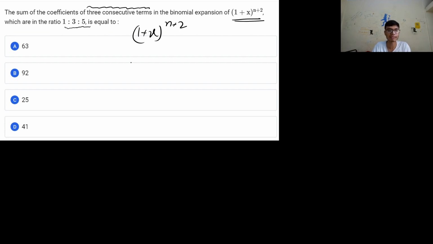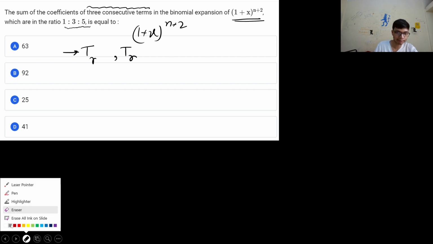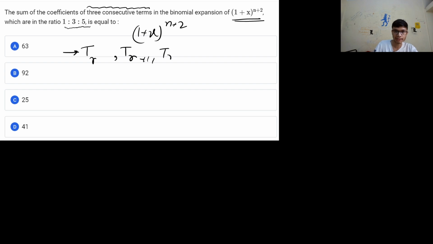This type of question you will also find in JEE Advanced. There was a problem in 2013 in which this type of question was asked, and a question of this type was also asked in JEE Mains. So from here you can guess that JEE Mains basically takes up questions that were previously asked in JEE Advanced. So from here let me assume that t of r plus 1 and t of r plus 2 are basically the consecutive terms.